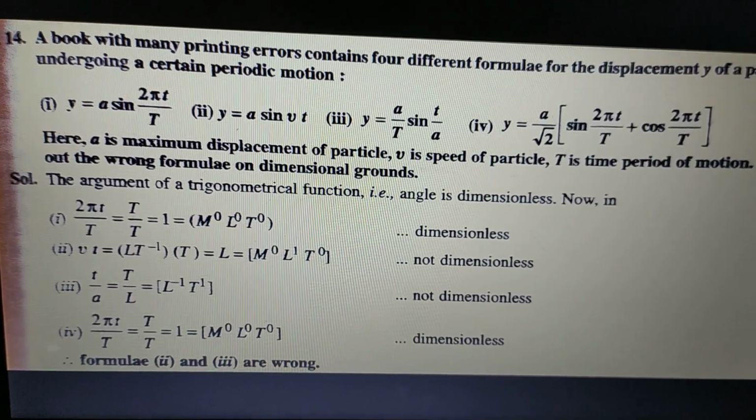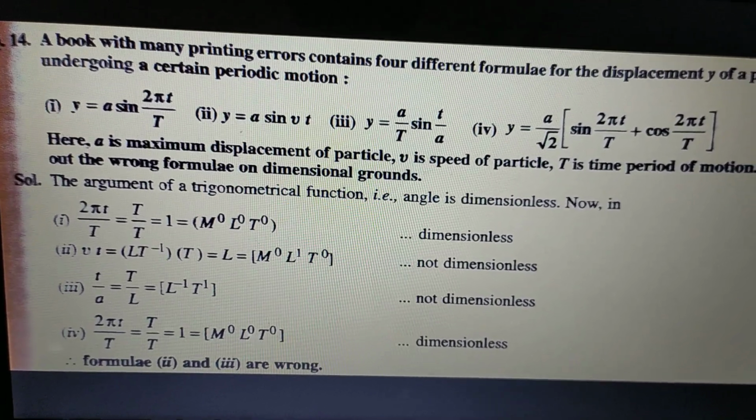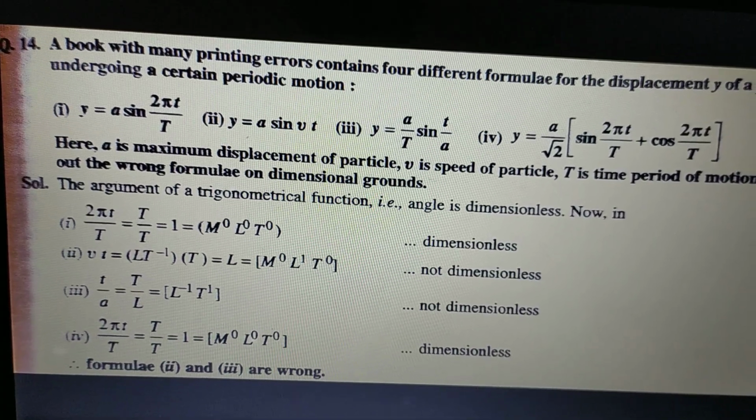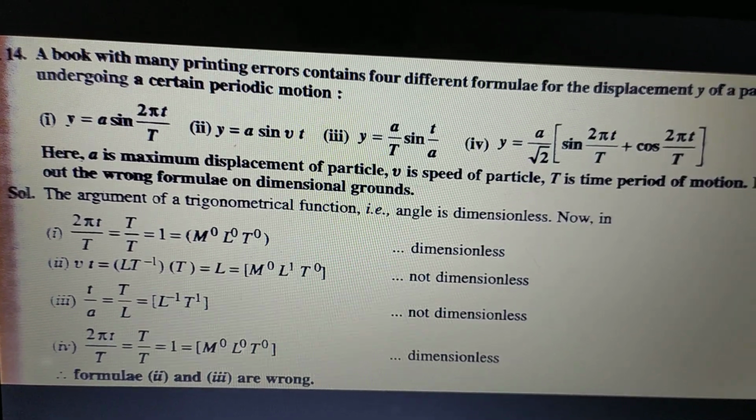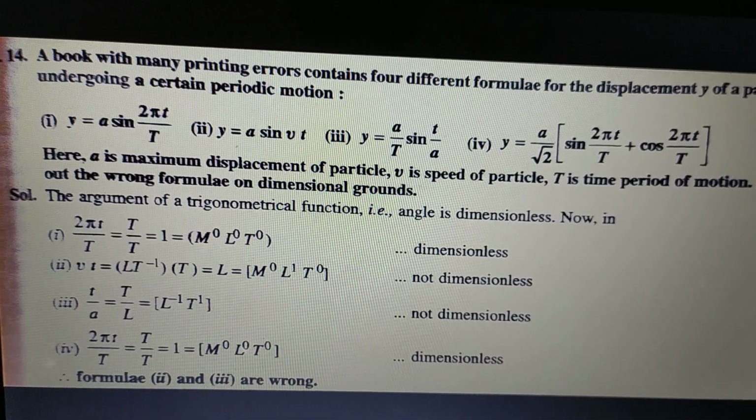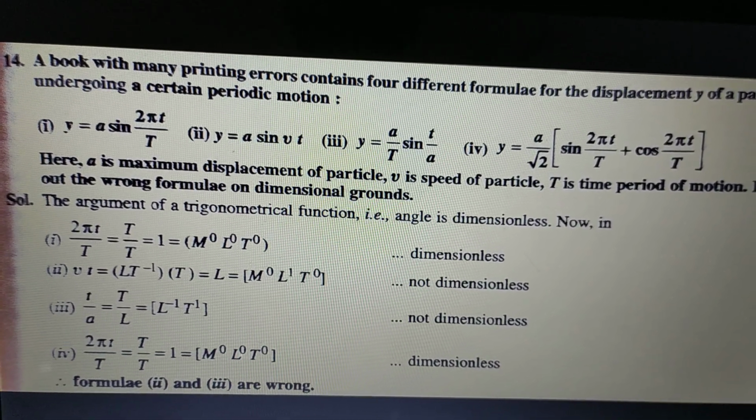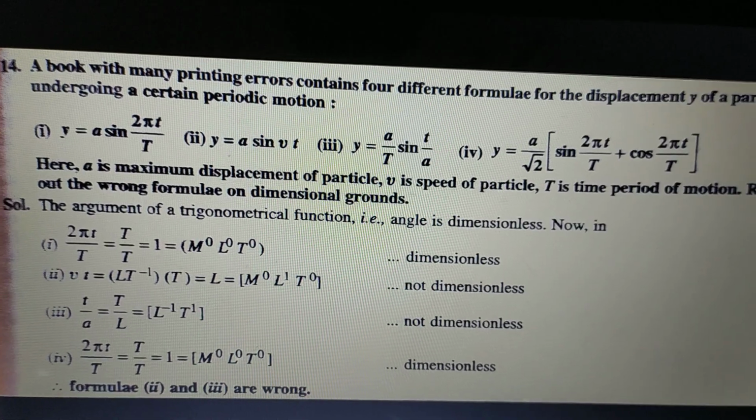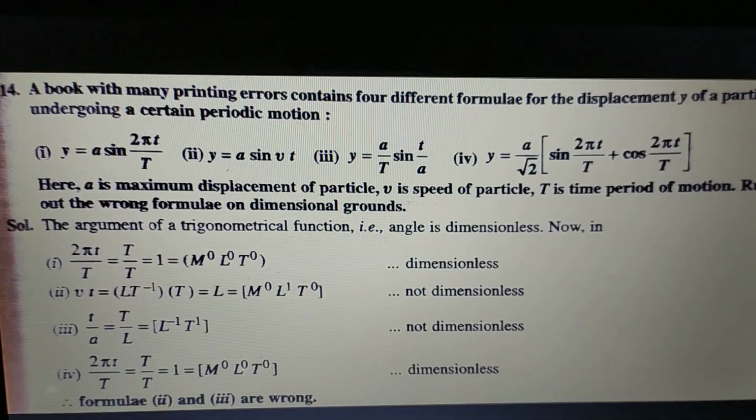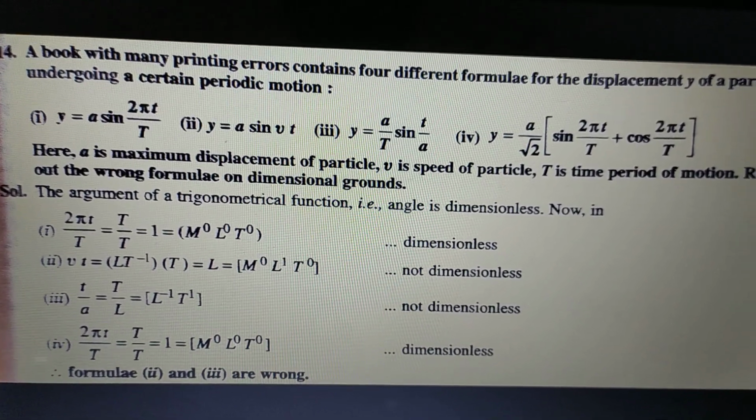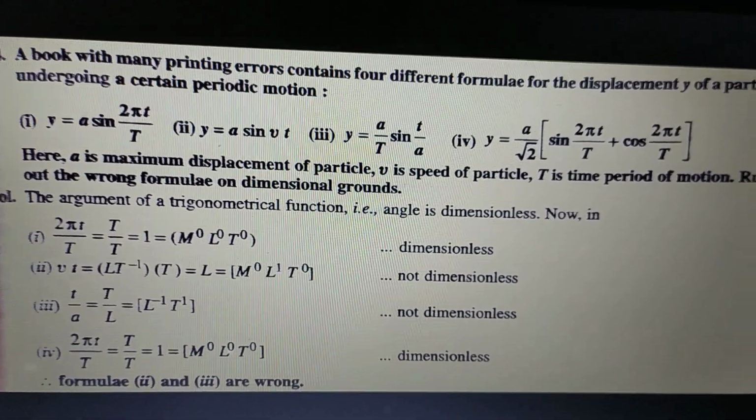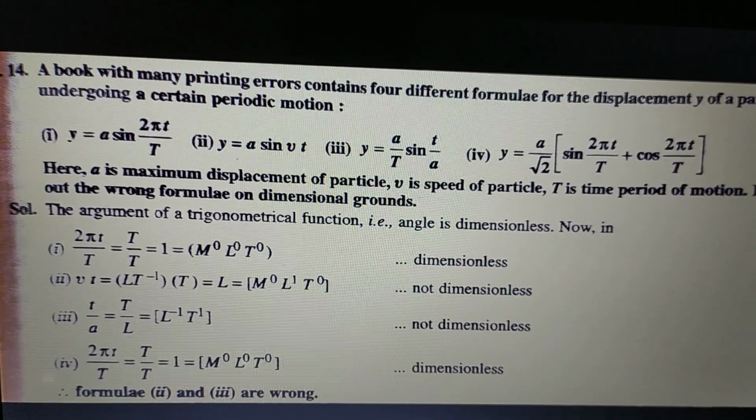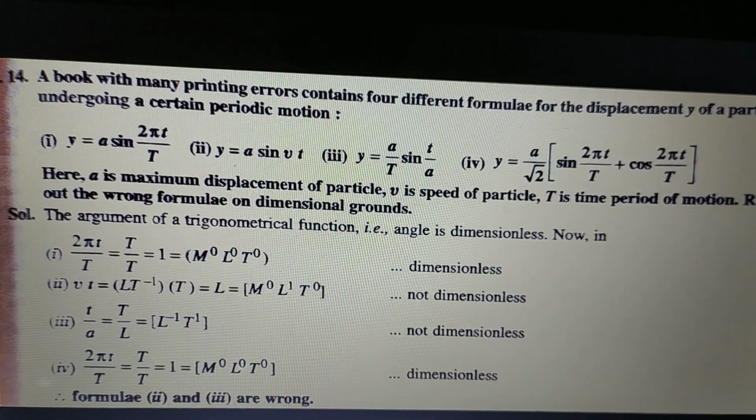Okay, so let us take the first formula, that is y is equal to a sine 2 pi t divided by capital T. And you people already know the difference between this small t and the capital T, the time period and the particular time, as already discussed in the class. Now see how we can find whether this formula is dimensionally correct or incorrect.